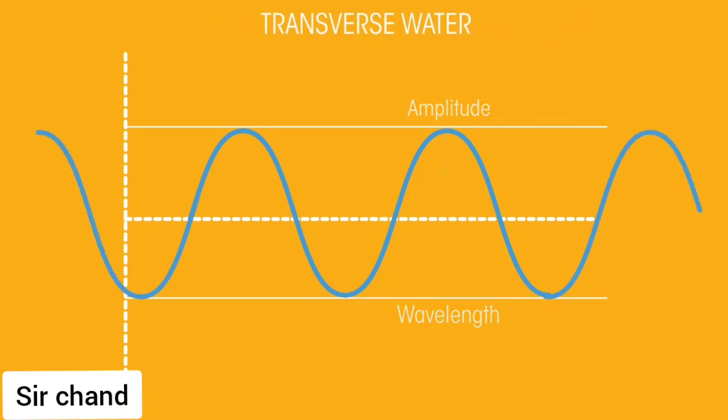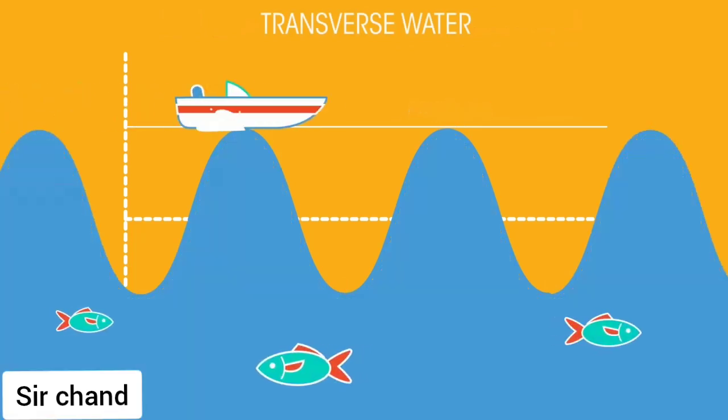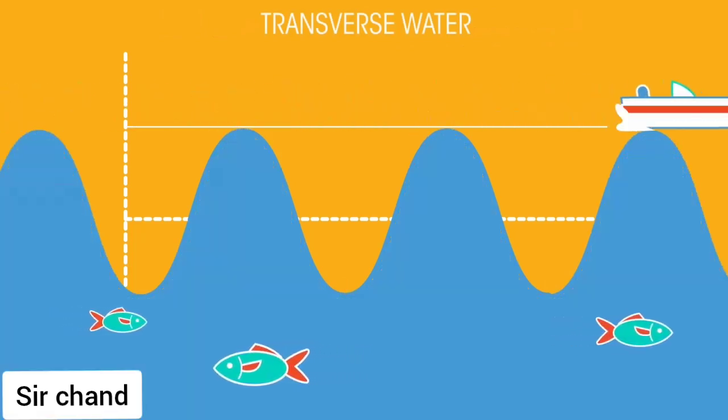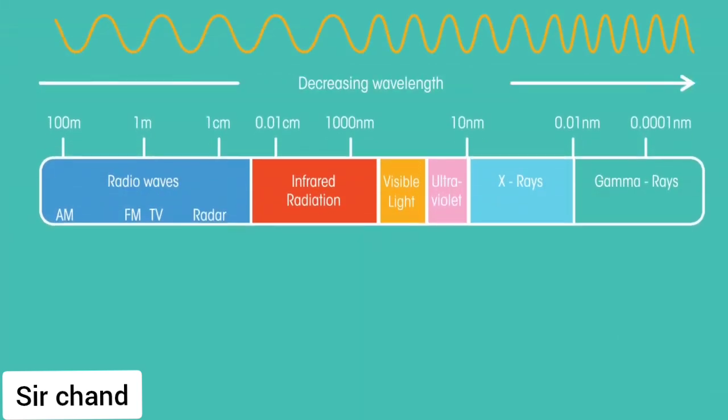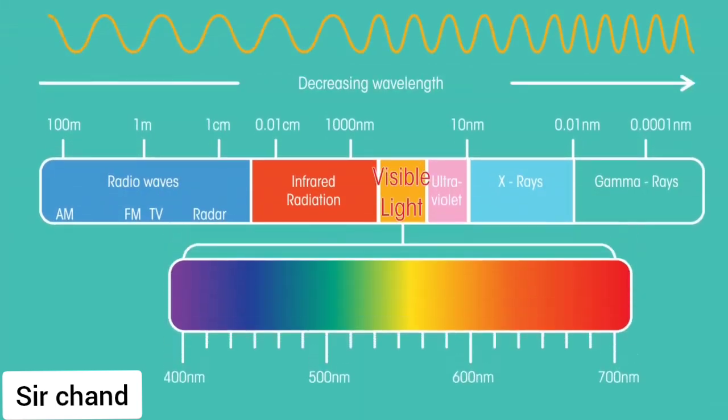The waves on the surface of water are transverse waves. They make the water surface go up and down. All types of electromagnetic waves, like visible light, are also transverse waves.